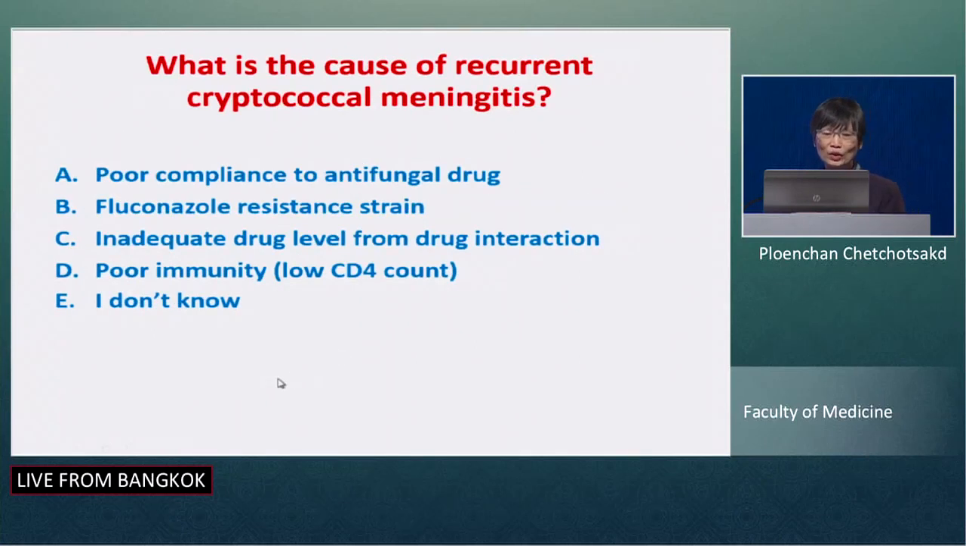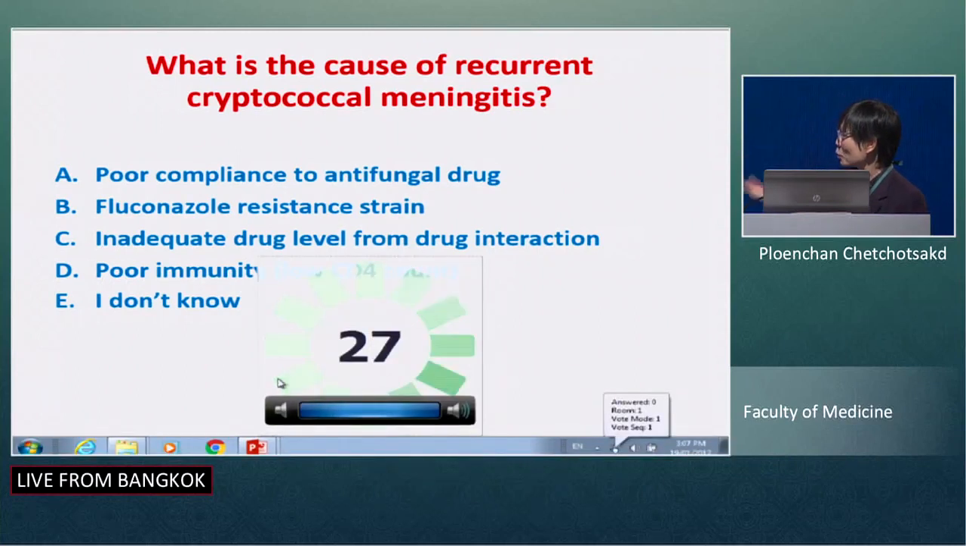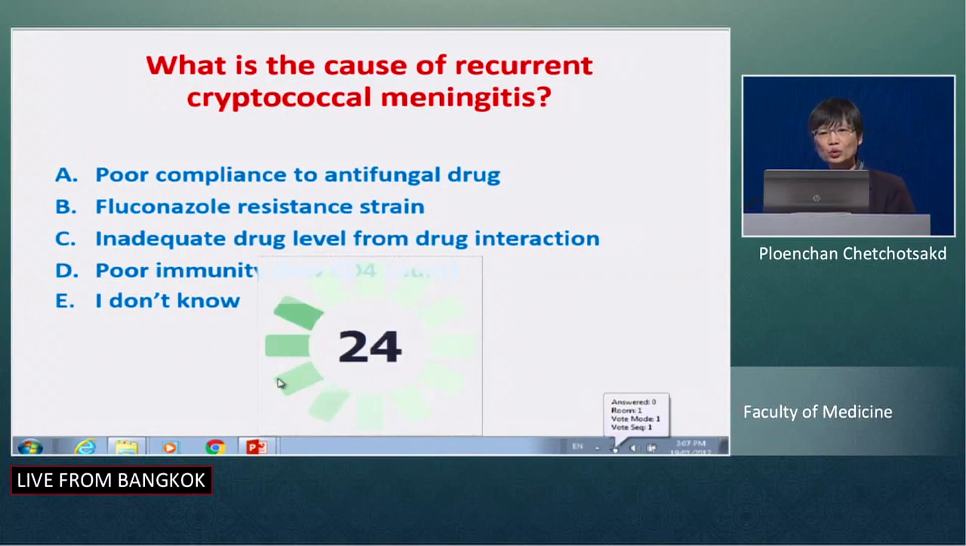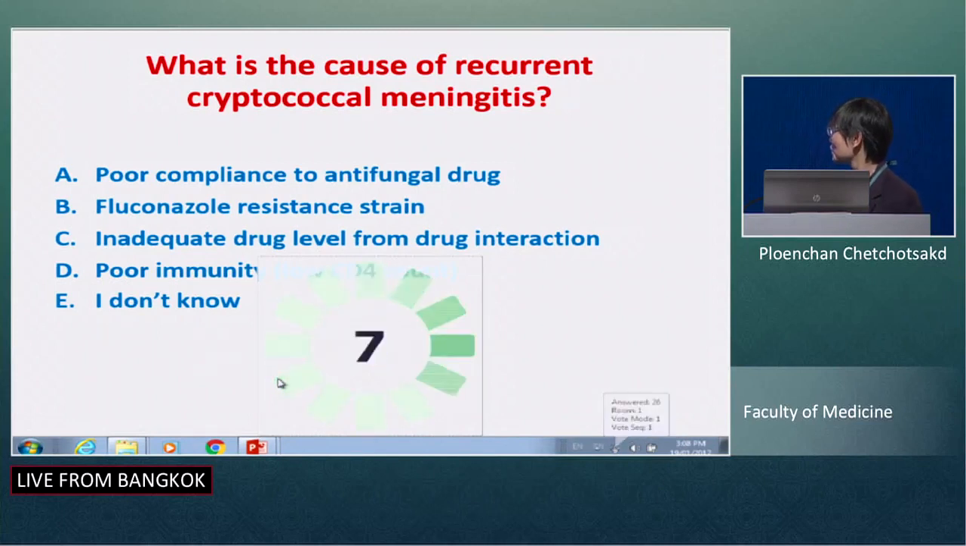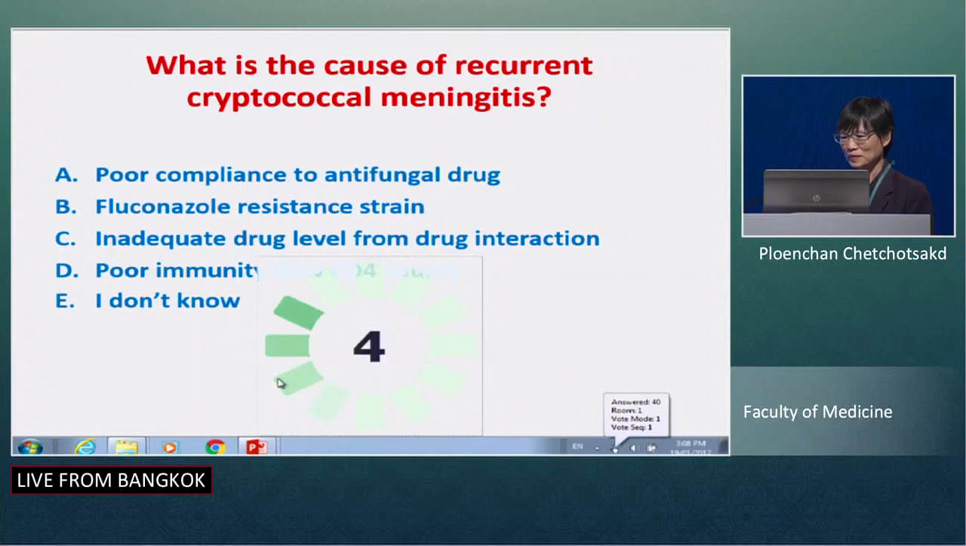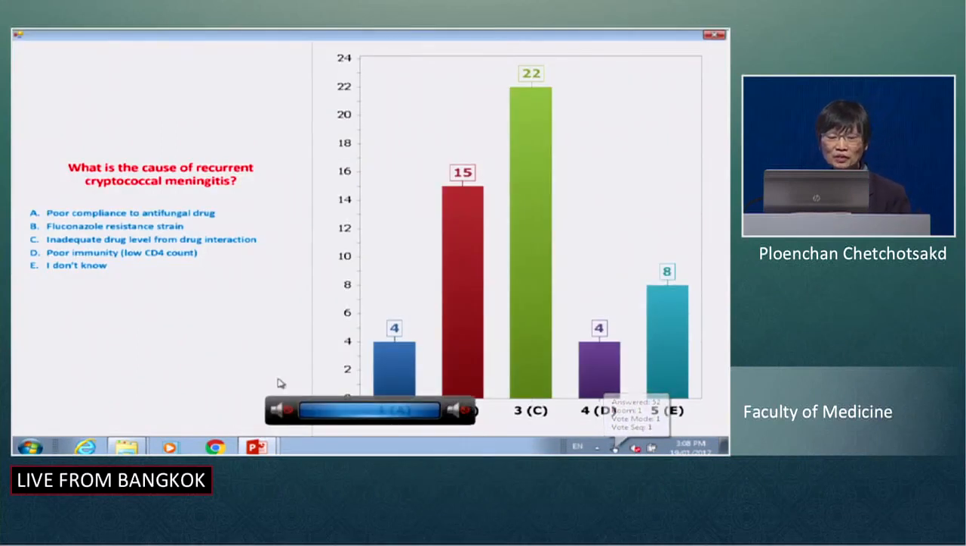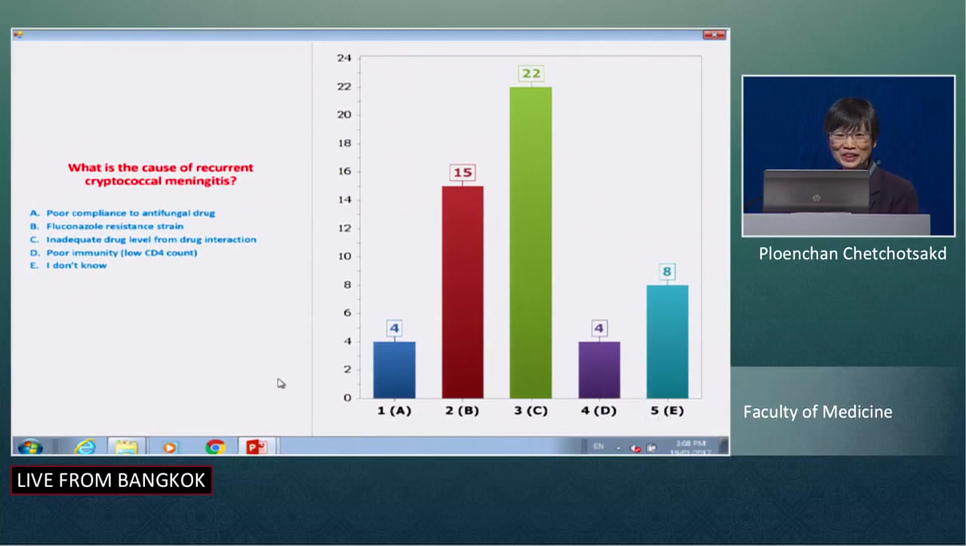So I would like to know your thoughts about the cause of his cryptococcal meningitis. A: poor compliance to antifungal drug, B: fluconazole-resistant strain, C: inadequate drug level from drug interaction, D: poor immunity from low CD4 count, or E: I don't know. So most of you, because of the previous speaker talking about drug-drug interaction, think it might be drug interaction. Okay.